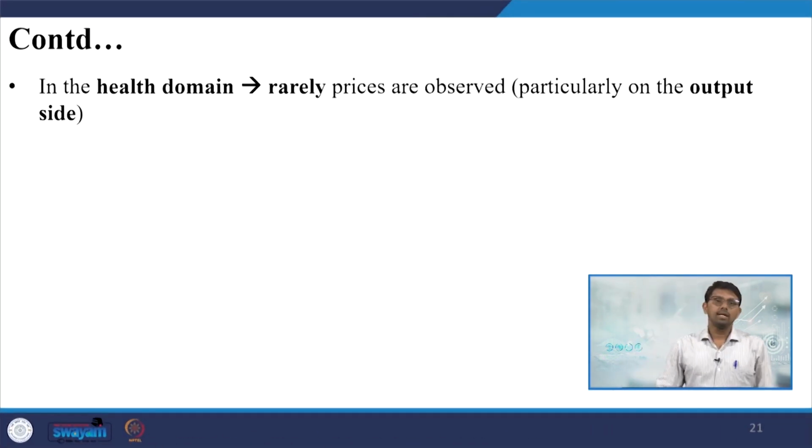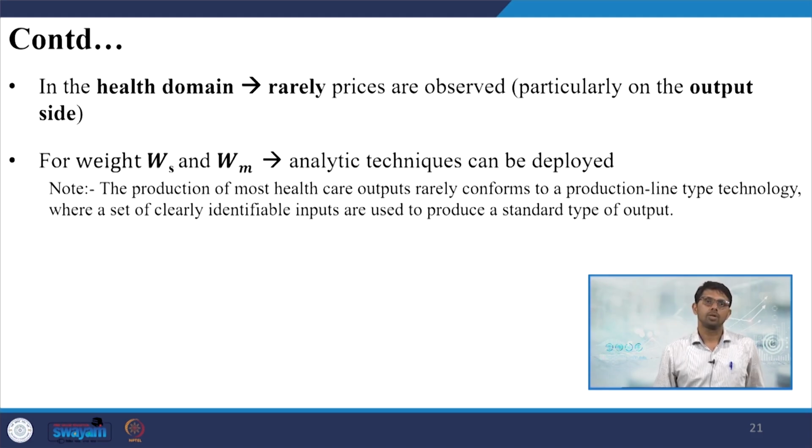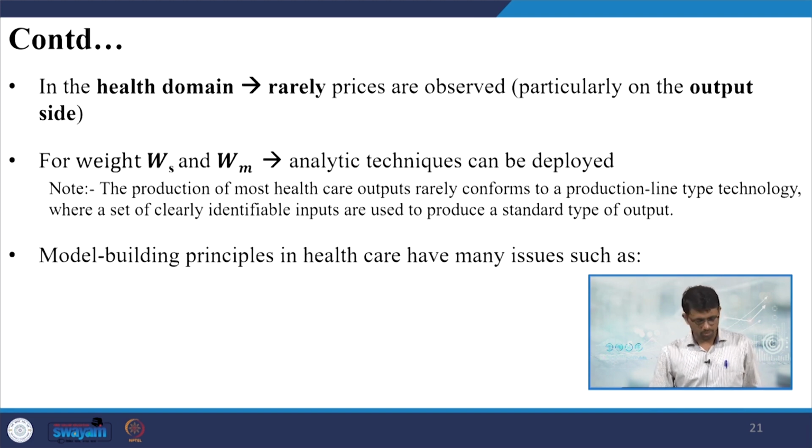So, in the health domain, prices are rarely observed, particularly on the output side, and for weights, analytic techniques can be developed to find them out. The production of most healthcare outputs rarely conforms to a production line type technology, where a set of clearly identifiable inputs are used to produce a standard type of output.